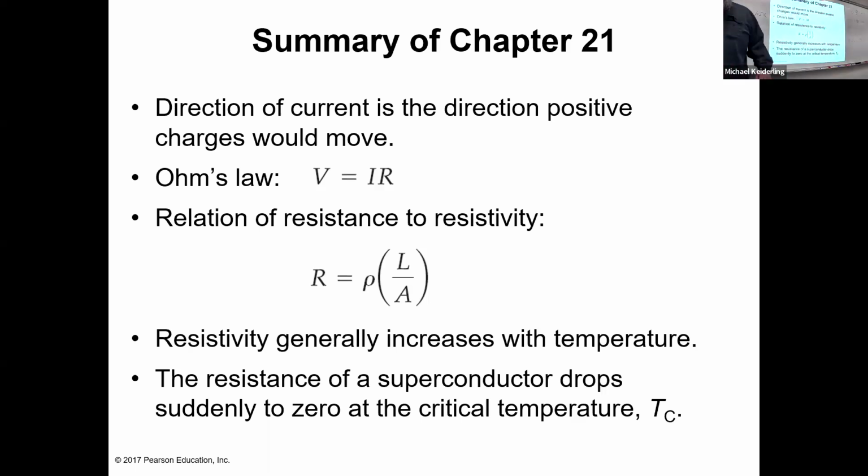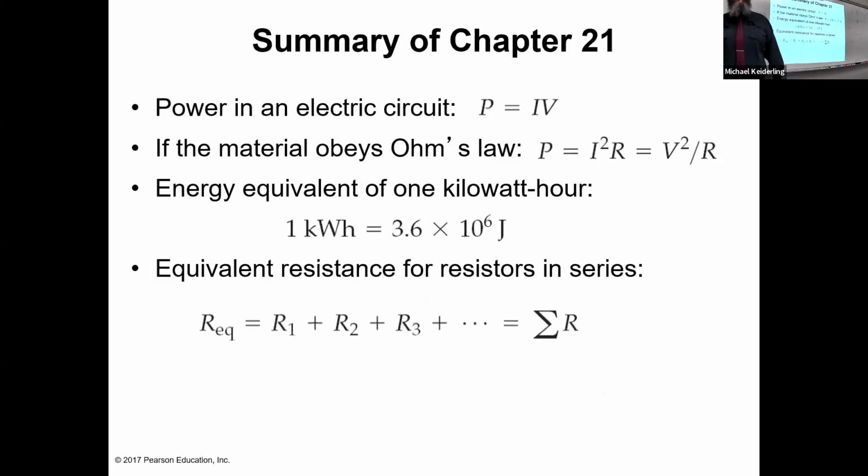In certain materials, the resistance drops suddenly to 0 at a critical temperature, T critical. These are superconductors. They have other limits, but they have 0 resistance. The power in an electric circuit is current times voltage. If the material obeys Ohm's law, power equals I squared R, or V squared over R.